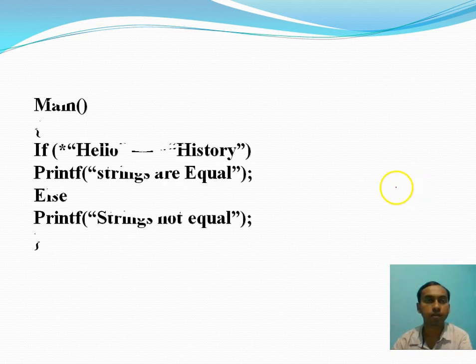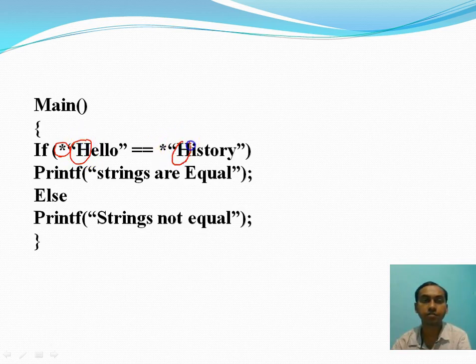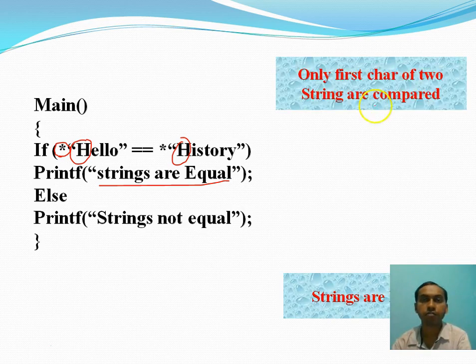Second is the program: #include <stdio.h>, #include <conio.h>, main. If *"hello" equals *"hexadecimal", where star is a pointer, what will be the output? Here the base address will not be compared; the content will be compared. So it will compare only h and h. Both are equal, so strings are equal. Only the first character of the two strings is compared because of the star. What is the content of the base address? That is the first character.